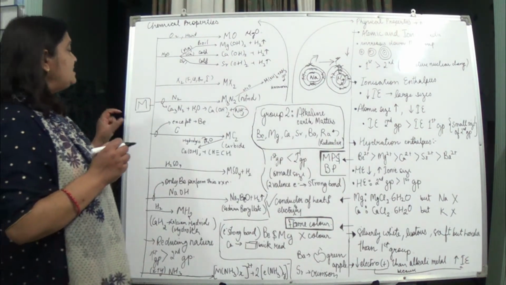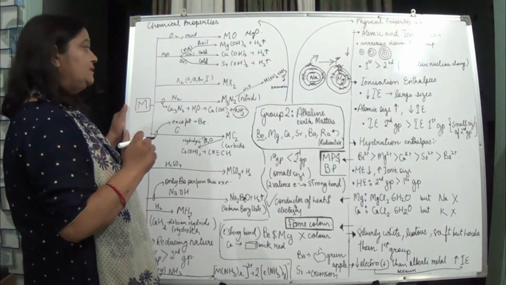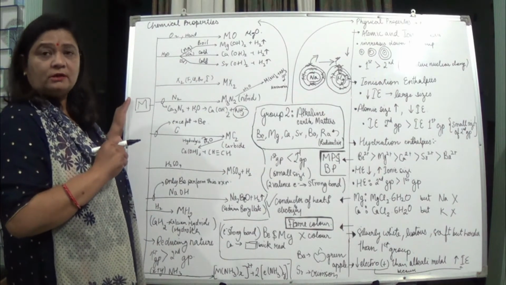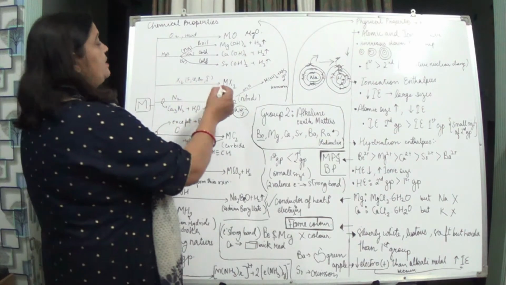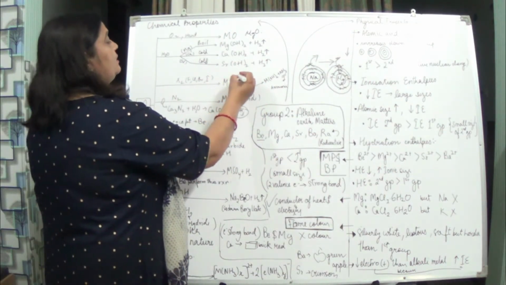Now when the alkaline earth metals react with halogens, what are halogens? Group 17 elements: fluorine, chlorine, bromine, iodine. It forms the compound, that is what? Whatever you have taken, if you have taken Mg, what will it form?